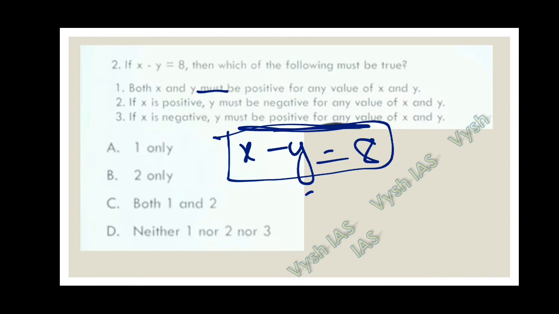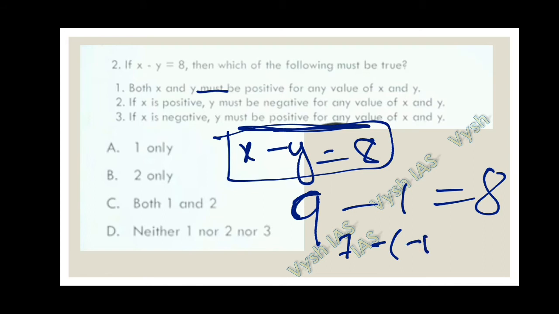For example, 9 minus 1 is 8. So in this case both are positive, but there are some cases in which it can be negative also. 7 minus y, with y value -1, then also it is 8. So negative values are also possible. So statement 1 is wrong.